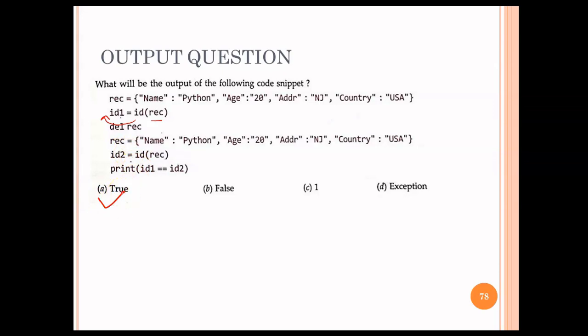So you should be clear with the use of the ID function. It works on the address of the element or the variable which you are using inside it. Here we are working with a dictionary, so it's actually saving the address of this particular dictionary. I hope you are clear with these output based questions.